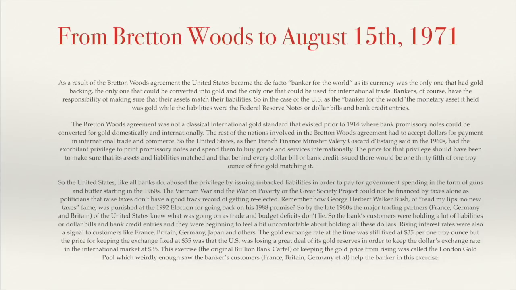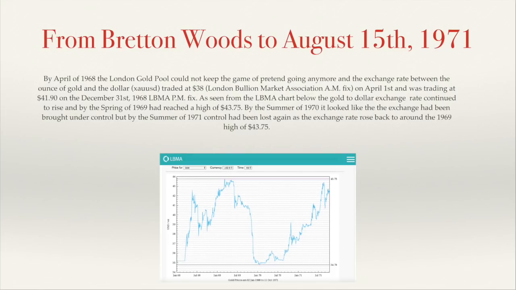The gold exchange rate at the time was still fixed at $35 per 1 troy ounce, but the price for keeping the exchange fixed at $35 was that the US was losing a great deal of its gold reserves in order to keep the dollar's exchange rate in the international market at $35. This exercise of keeping the gold price from rising was called the London Gold Pool, which weirdly enough saw the banker's customers help the banker in this exercise. I always thought that was strange, that France, Germany, Britain, and others would help the United States, even with some of their gold.